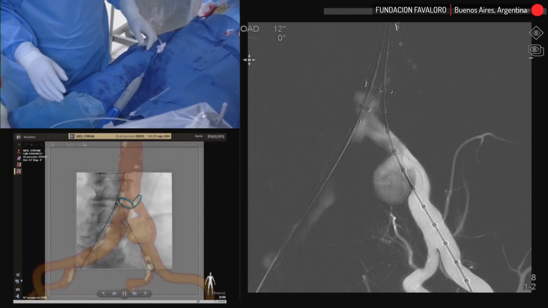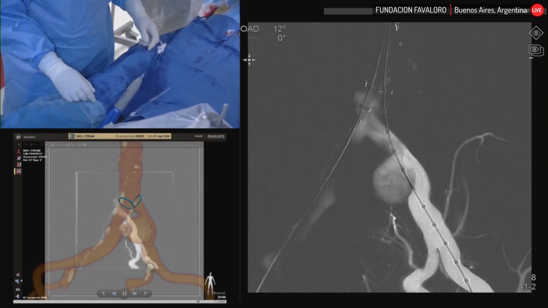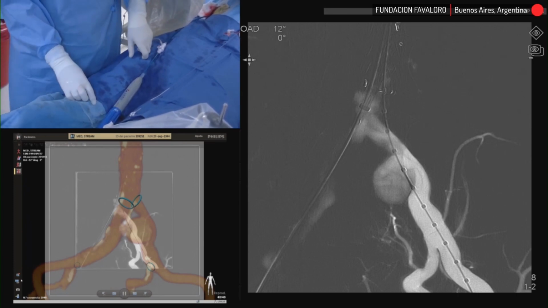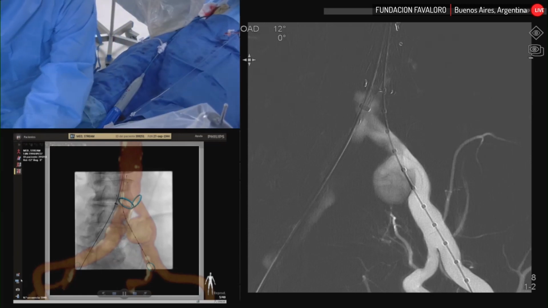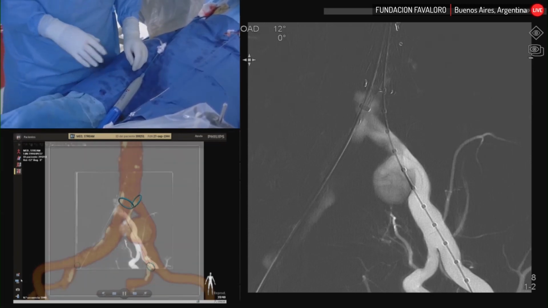So we have the pigtail there. We have 1, 2, 3, 4, 5, 6, 7, 8 centimeters. So we are going to use a 100 centimeter length device, or 100 or 120. I would say 120. Okay.